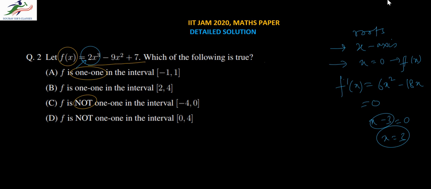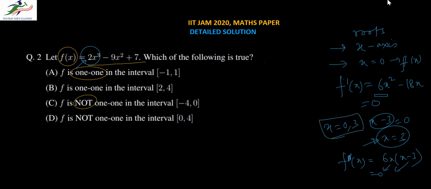But notice one thing, that when I considered this point x equal to 3, I ignored the point of 6x. Basically, f dash x is equal to 6x into x minus 3, and I equated this to 0, and I took x minus 3 to be 0, but x can also be 0. So we have two solutions, which is x equal to 0 or 3. And at these 2 points, the curve will change its direction.